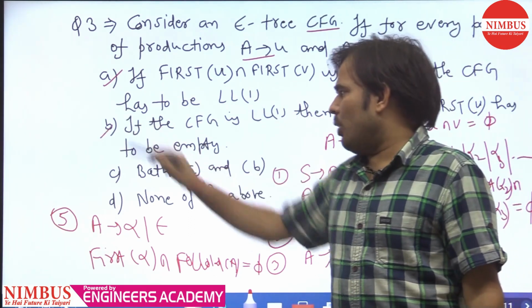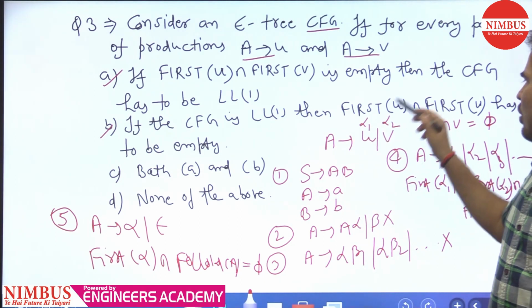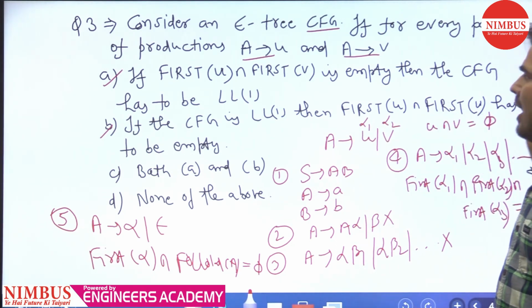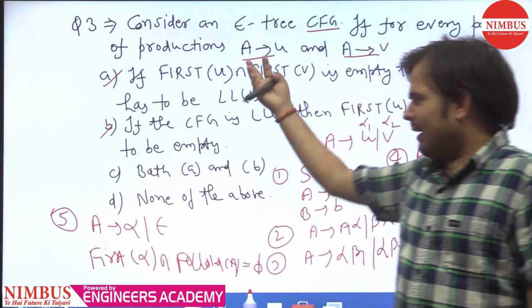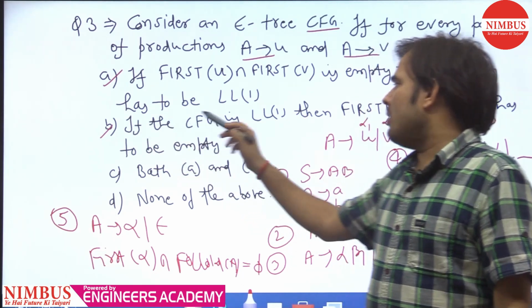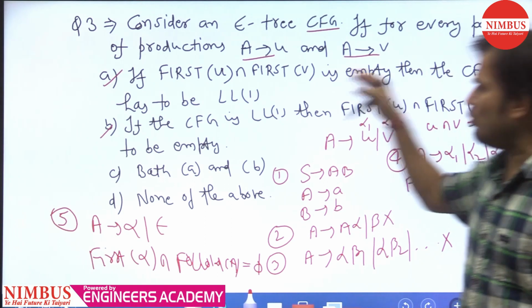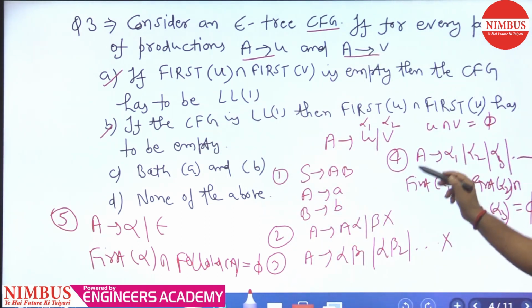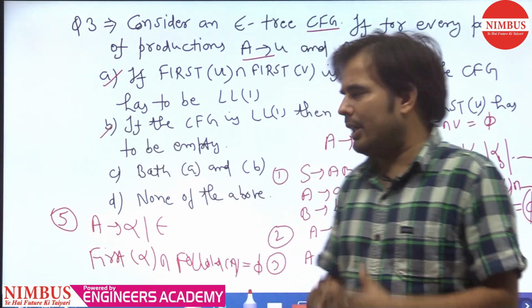Need to read the second option. If the context free grammar is LL1, then first of u intersection first of v has to be empty. Okay, it is saying the reverse, they have made the option by reversing the question. Yes, from this rule it has to be empty. So this option B is also correct.